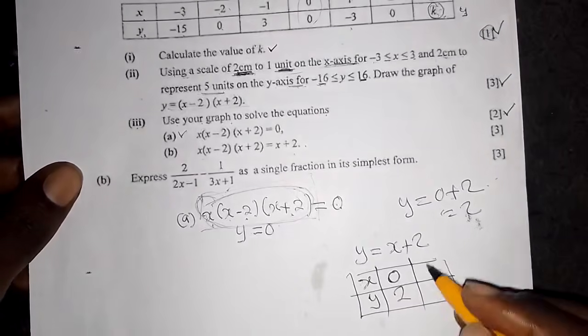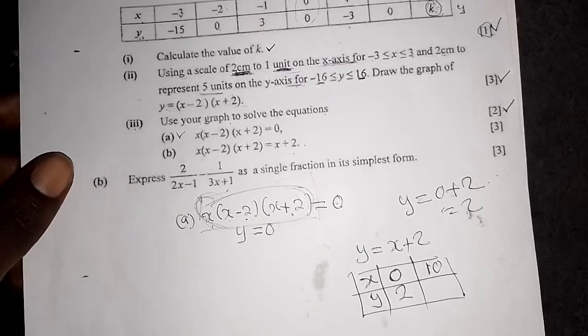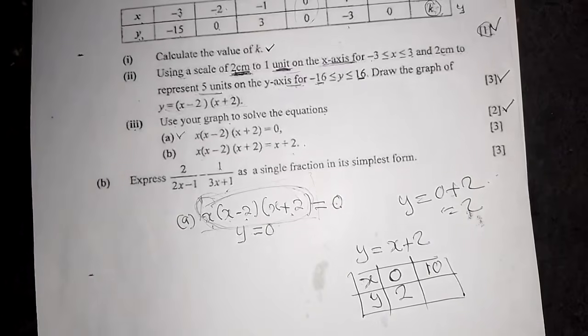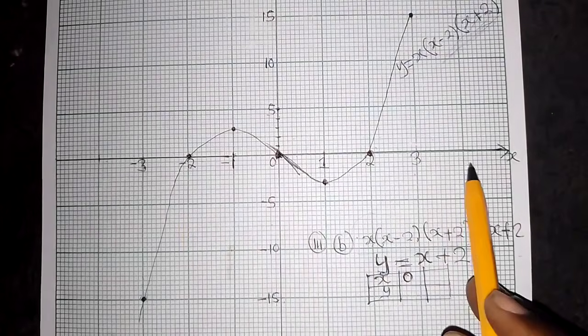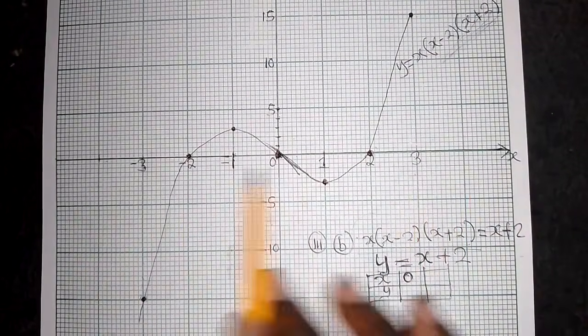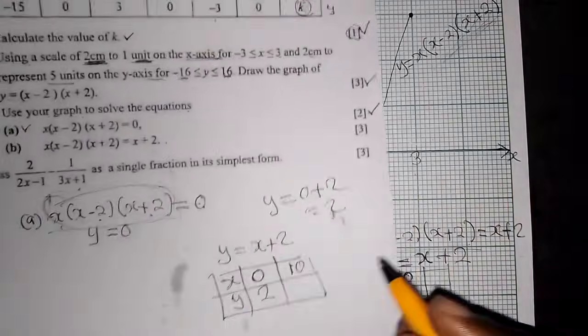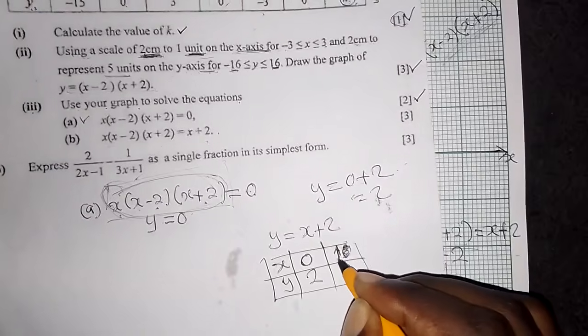If x is equal to 10, we don't have a 10 on the graph, so you cannot put a 10. Check the x-axis. Do you have a 10 here? No, we don't. So why should you get a 10 when you don't have it on the x-axis? This one cannot work. Let me just get a 1.